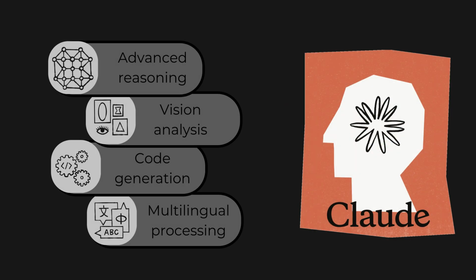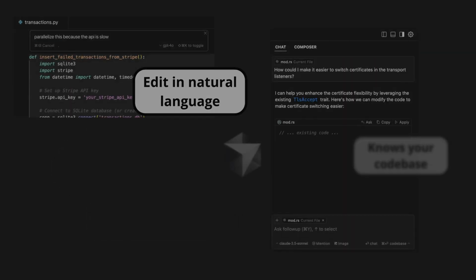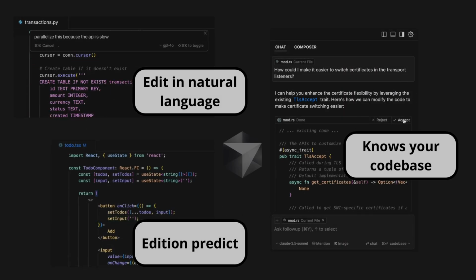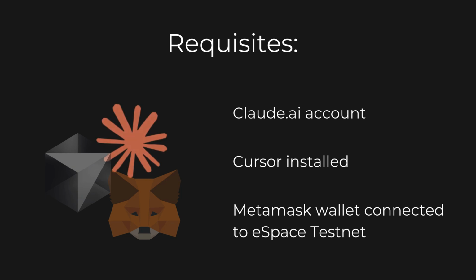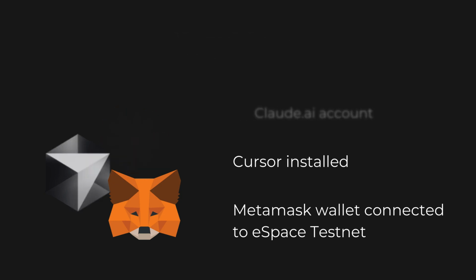Claude is renowned for its reliability, adherence to protocols, and ability to handle tasks like reasoning, coding, and technical analysis. Cursor is an advanced tool for coding, ensuring efficiency and reducing errors in the development process. To follow this guide, you will need an account on Claude AI, Cursor installed on your computer, a MetaMask wallet connected to Conflux eSpace testnet.